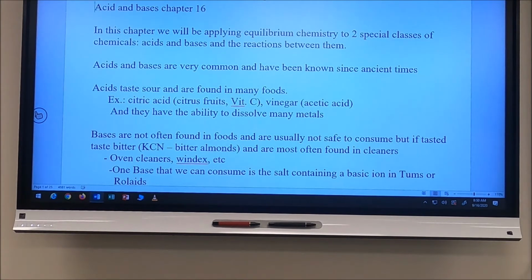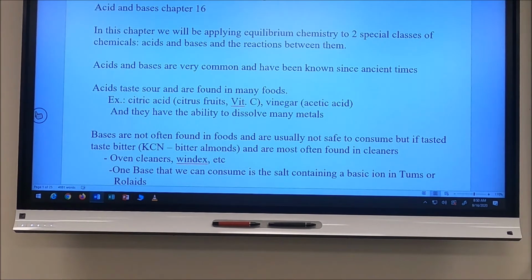So, acids and bases are very common categories of chemicals. We've known about acids and bases since ancient times. If we were an old-fashioned chemist, you might taste your chemicals to figure out what they are. I don't suggest it nowadays. But anything you find that tastes sour has an acid in it. So if we think about foods like citrus fruits, vinegar, think about a lemon or Sour Patch Kids, anything like that has an acid in it, and that sour taste is coming from the acids.